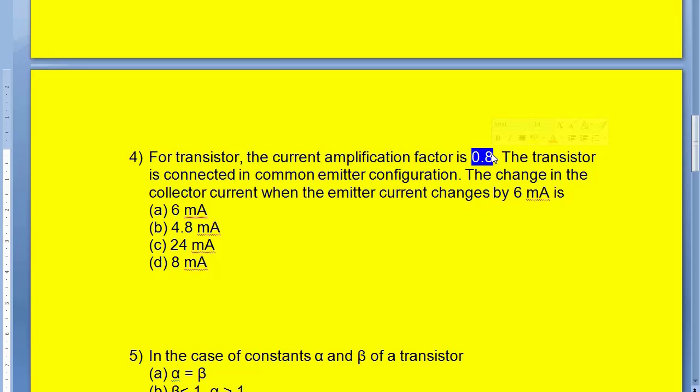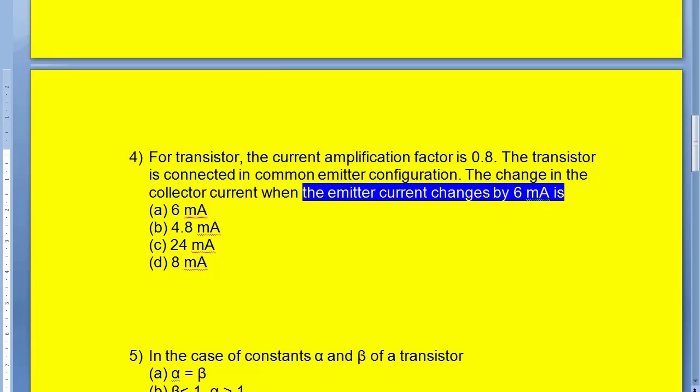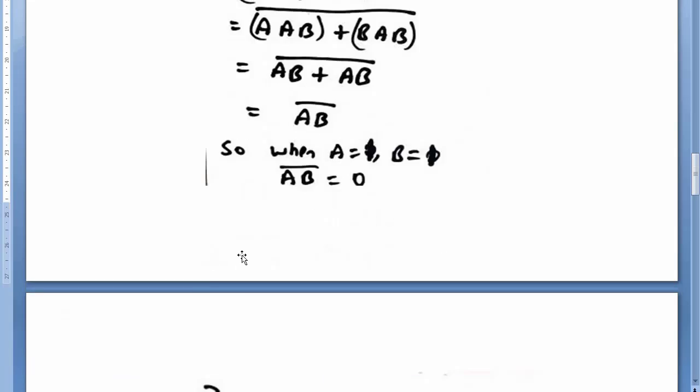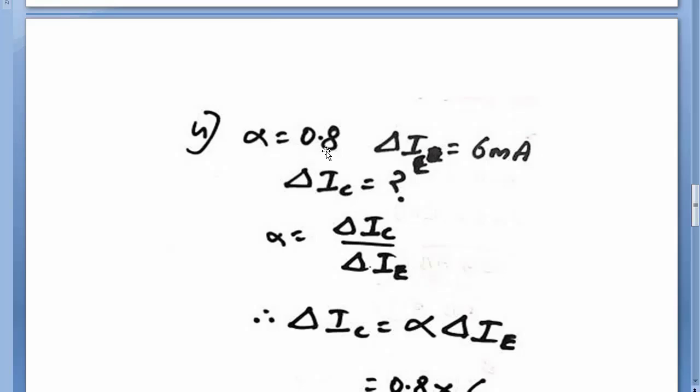So 0.8 is alpha, because whatever current gain is less than 1 is always alpha, and one which is very large, maybe 50, 100 or more than 1, is always beta. So we are given alpha, and we are given delta IE, and we want to find delta IC. Alpha is given as 0.8, delta IE is given as 6 milliampere, and we need to find delta IC.